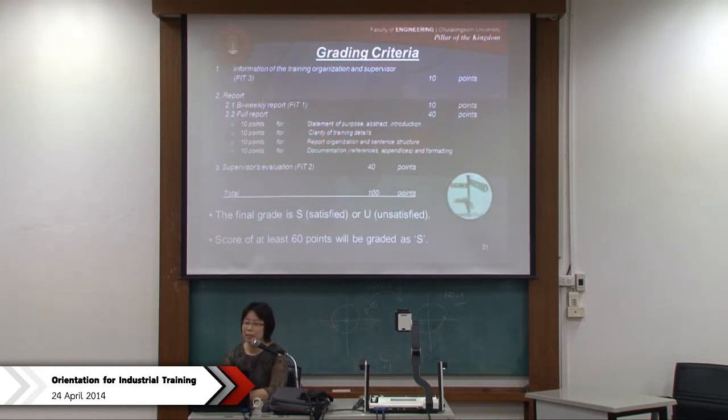Now the grading criteria. Okay, fit 3 is 10 points. The biweekly report is 10 points. The full report is 40 points. So which one is more important? And the grading structure is: statement of purpose for 10, clarity of training details for 10, report organization and sentence structure for 10, and documentation and formatting of the report is another 10 points.